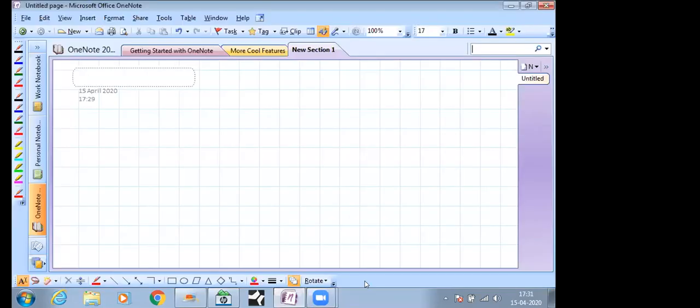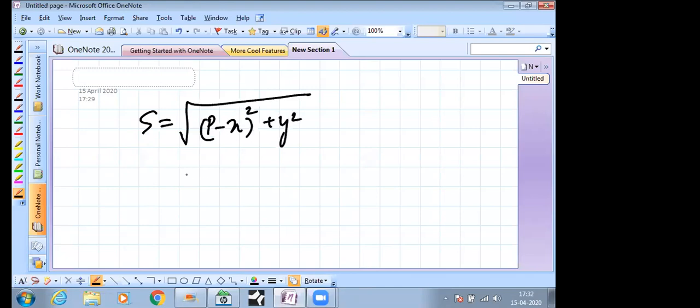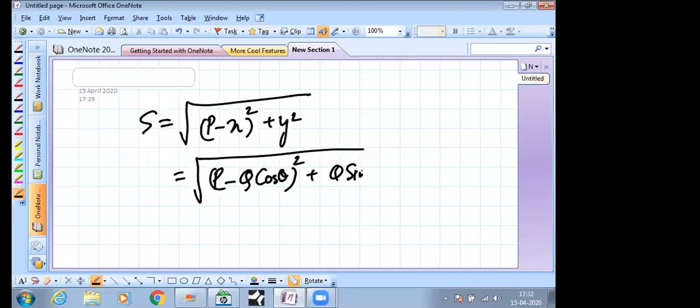Okay, so people, my whiteboard is on again. So once you do that, just completing those steps for you, you should be getting something like this. Your S was square root of p minus x the whole square plus y square. So it was square root of p minus q cos theta the whole square plus q sin theta the whole square.